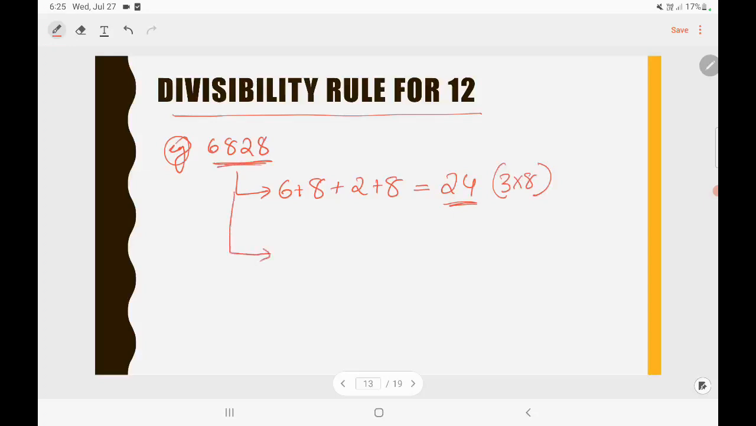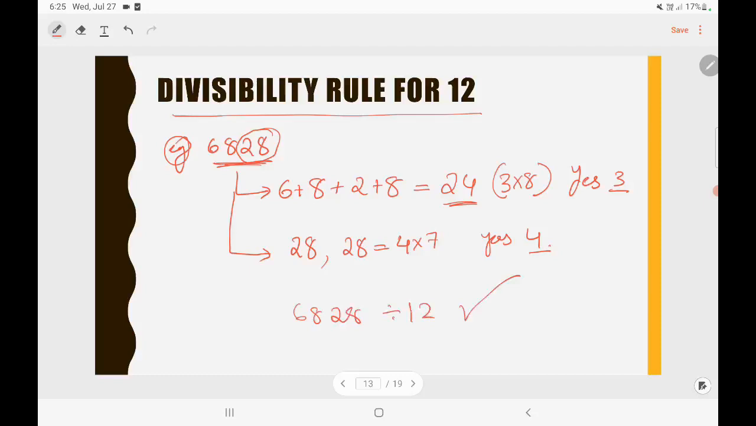We also need to check whether 6828 is divisible by 4. For that we take the last 2 digits, that is 28. Is 28 divisible by 4? Yes, because 28 is equal to 4 into 7. So 6828 is divisible by 4 as well. Since 6828 is divisible by both 3 and 4, 6828 is divisible by 12. So this is the divisibility rule for 12.